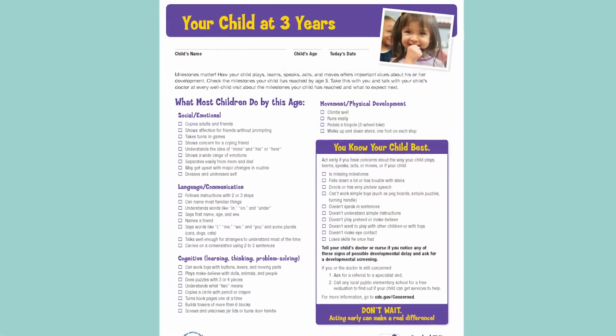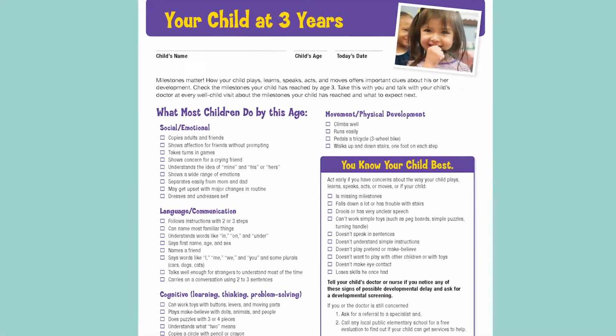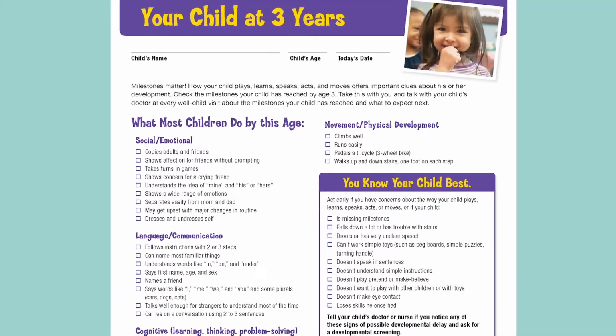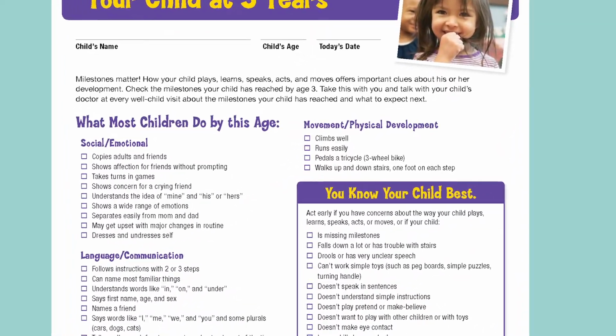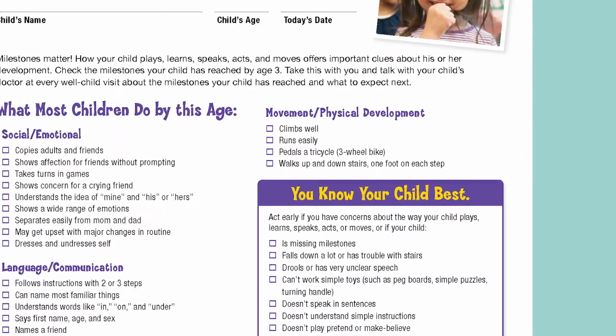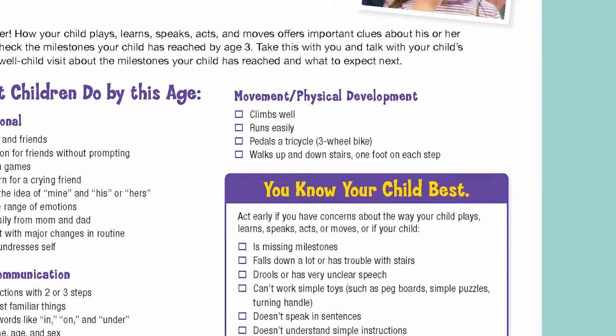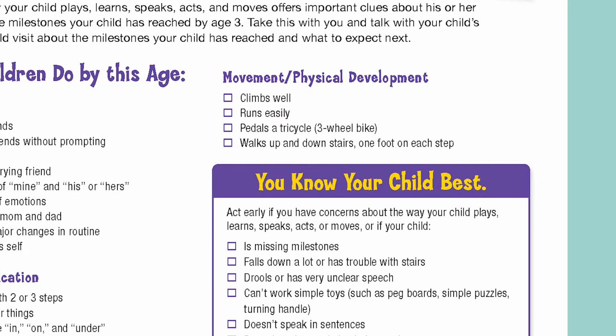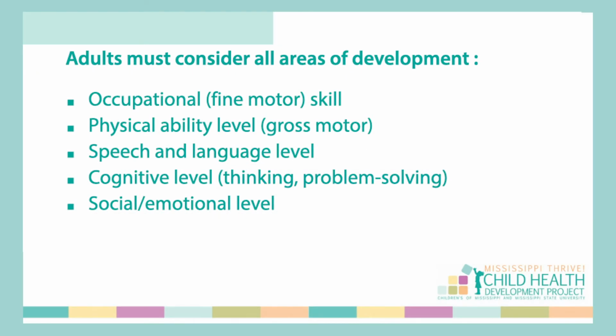Finally, we wanted to finish with another emphasis on those developmental milestones. If you look at those developmental milestone checklists, they divide the areas of development into categories. Physical ability can be divided into 2 categories, gross motor and fine motor skills. Fine motor or occupational skills are like small movements with smaller muscles. Gross motor skills are bigger movements with bigger muscles, like kicking a ball. So occupational or fine motor skills would be like feeding yourself, using crayons, or buttoning up a jacket.